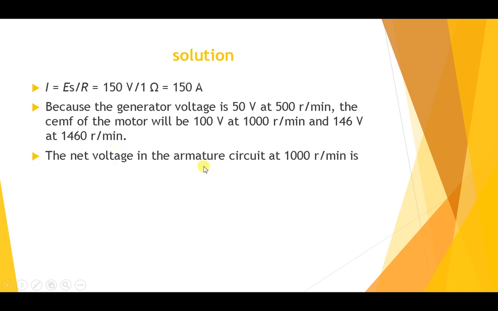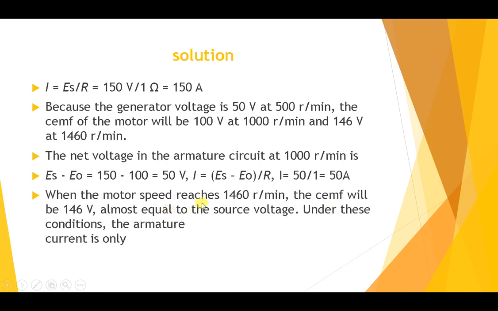The net voltage in the armature circuit at 1000 revolution per minute is Es minus E naught, meaning 150 minus 100 is equal to 50 volt, and the current I is equal to Es minus E naught divided by R, which is 50 divided by 1, equal to 50 ampere. We already calculated E naught, meaning the counter EMF at 1000 rpm, that is 100 volt.